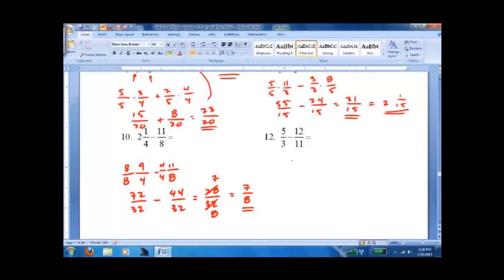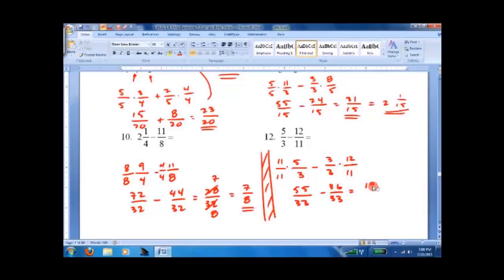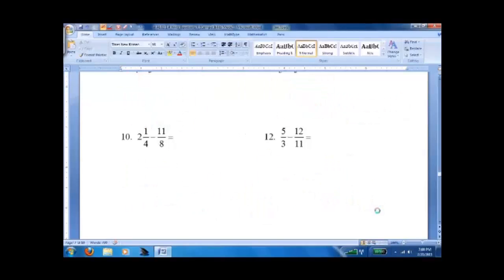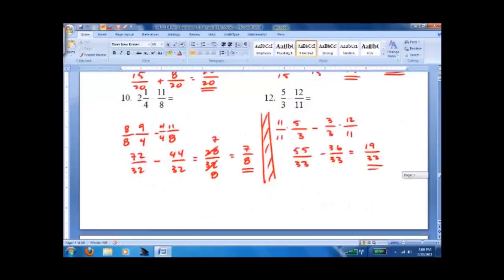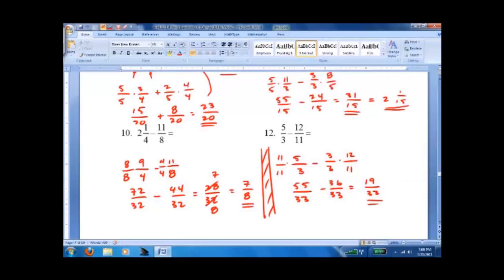So again, over here, we'll just write it out. A little barrier here so we can tell the difference between problems. 5 over 3 times 11 over 11 minus 3 over 3 times 12 over 11. 55 over 33 minus 36 over 33 equals 19 over 33. And that's it. Just some practice with fractions. Good luck doing the problems. Hope they work out well.